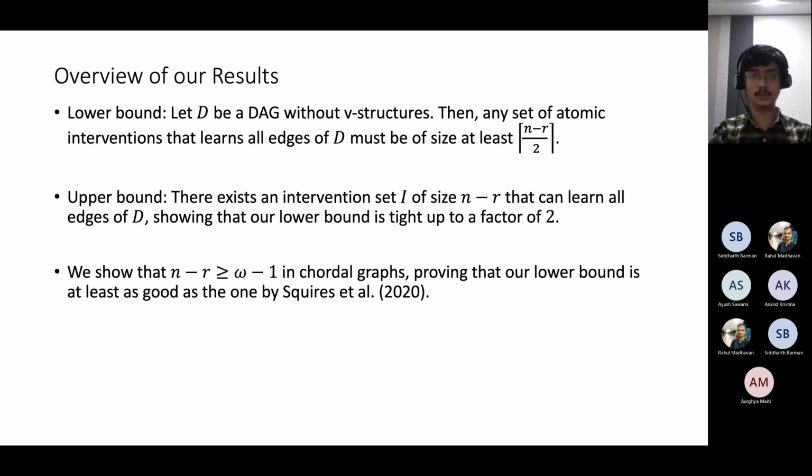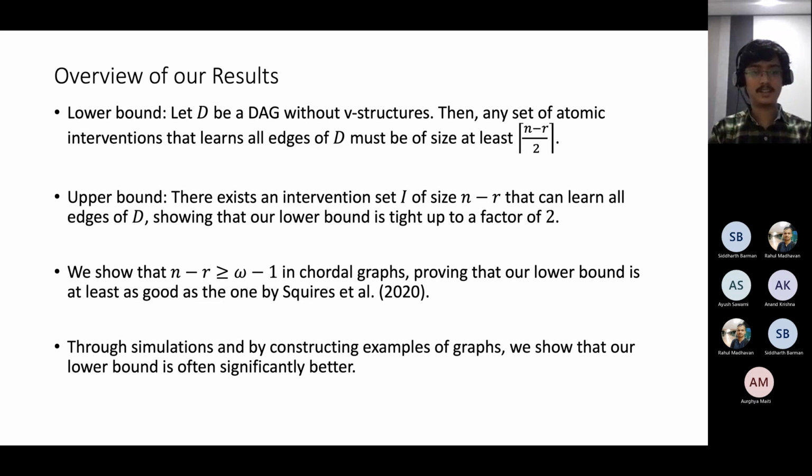I'll not go into the proof of this in the presentation, but we show this as well. And clearly this also means that n minus r is greater than or equal to 0 in chordal graphs. Okay, through some experiments, we also compare our lower bound with that of Squares et al., and we see that it is often significantly better.